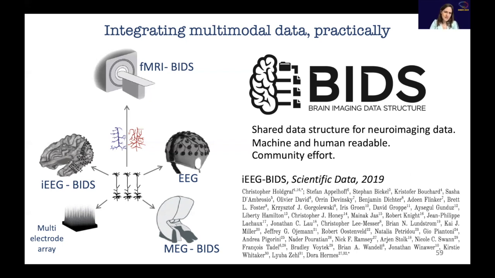During this process, we closely collaborated with the EEG BIDS extension to make sure that we match, for example, how sampling frequency is recorded, and it's the same in these structures. There are currently also extensions for multi-electrode array recordings. So if you want to contribute to BIDS, this is a community effort. It is open to extensions.